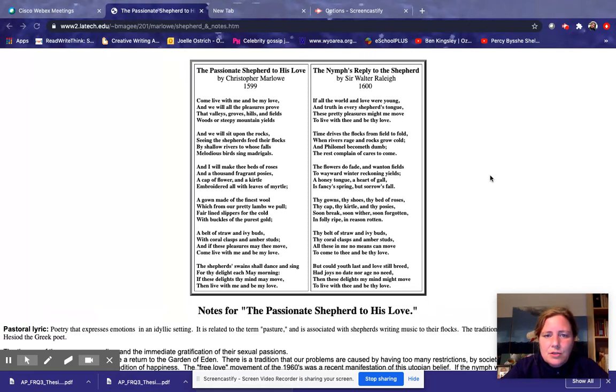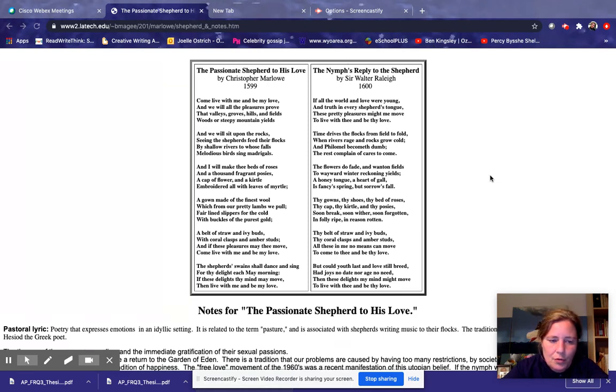Okay, so let's get to the first poem. And you can see on my web browser, I have them side by side, and they're meant to be placed side by side. The first poem is by Christopher Marlowe, and a couple tidbits about Christopher Marlowe. He was a contemporary of Shakespeare's, and they were sort of rivals.